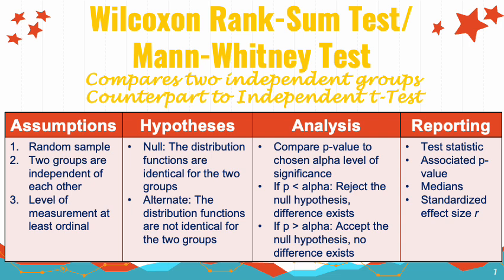To report your analysis using this test, you would include the test statistic and the associated p-value. You should also include the median value for each group so that the reader will understand how the sample statistics are different. As a reminder, we report the median instead of the mean, since the median is a better measure of central tendency because the data are not normally distributed. You should also report the standardized effect size, R, as we discussed earlier in this lecture, to indicate the amount of clinical significance of your findings.